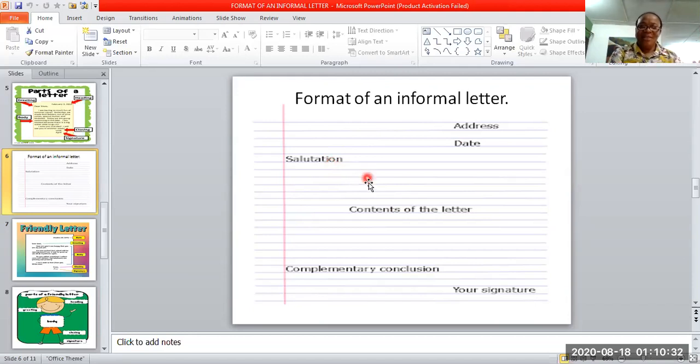Beautiful. Then the contents of the letter is the message you intend to send through your letter, the message you intend to pass on through your letter. Is that clear? Then the complementary conclusion is where you summarize what you have said, or you summarize the intentions of your writing.